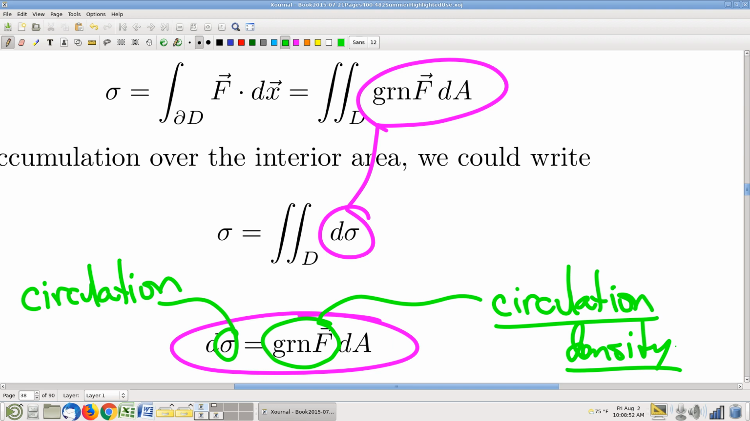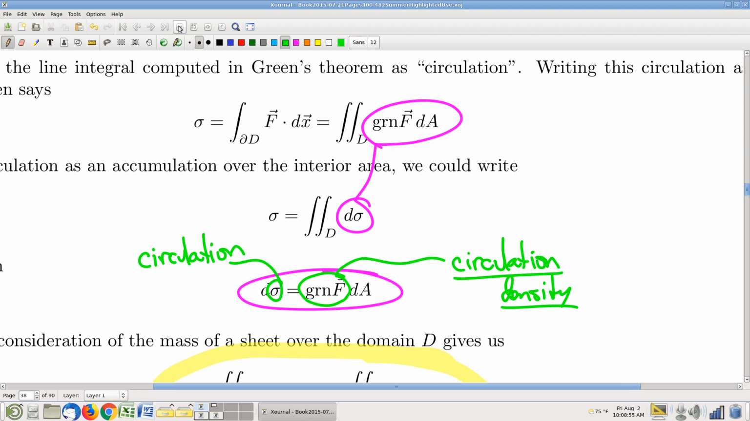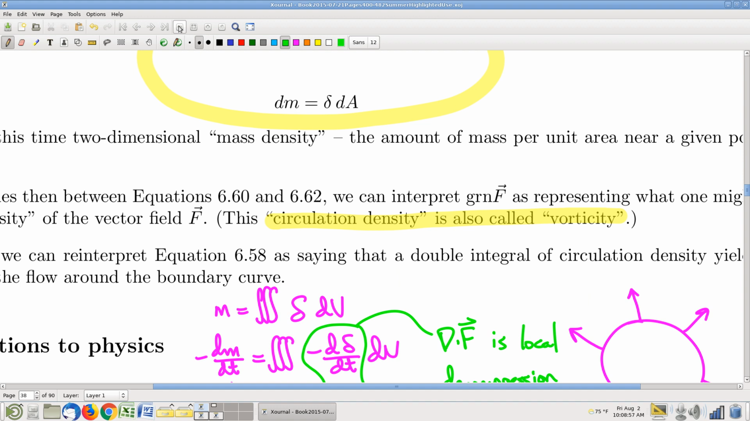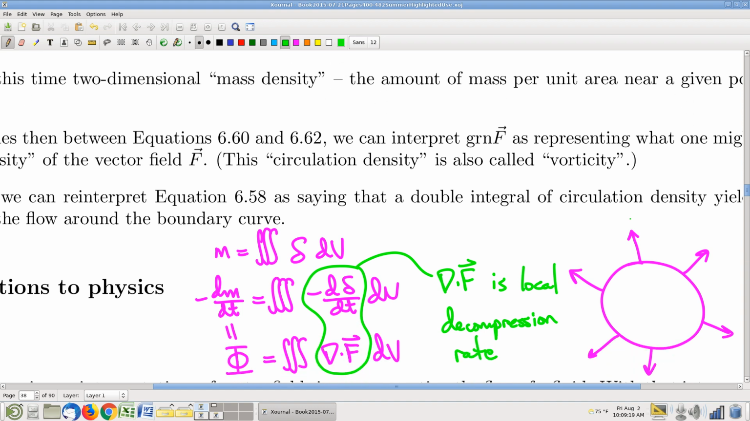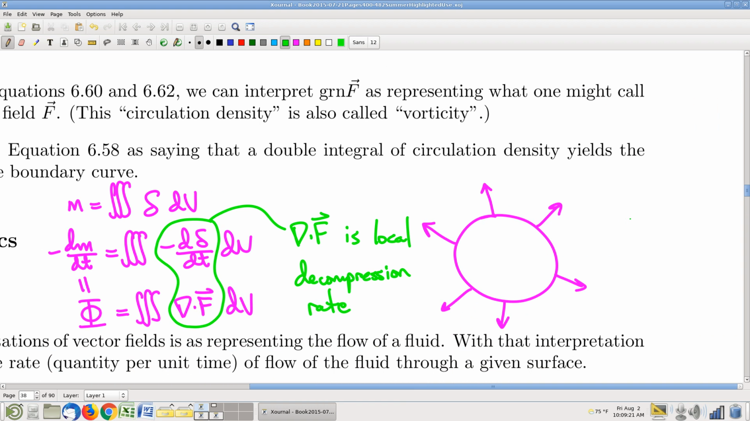Okay. By the way, just another little cultural point, another common term for circulation density is vorticity, which I think sounds cool, right? Vorticity, a la the word vortex. Okay. All right. So I want to talk about another kind of physics now. We'll talk about different ways to think about divergence.